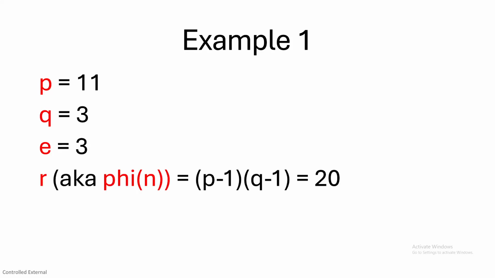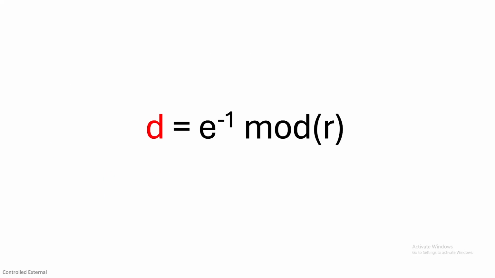I'm not going to look at the RSA algorithm itself, so if you need a reminder of that, then go check out my other video. But for this one, we're just going to be focused on this one small section of getting that D for the private key. So here we've got our first example. First off we've got our P and Q values, two primes of 11 and 3. We're using 3 again for our value of E. And then we calculate R, so R is phi n, same thing, P minus 1 times Q minus 1, and we get 20 in this example.